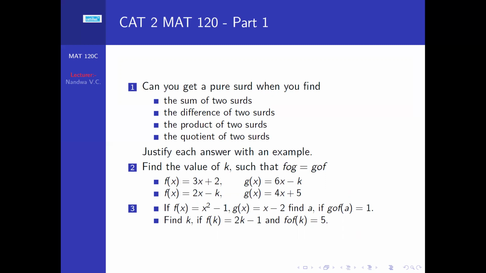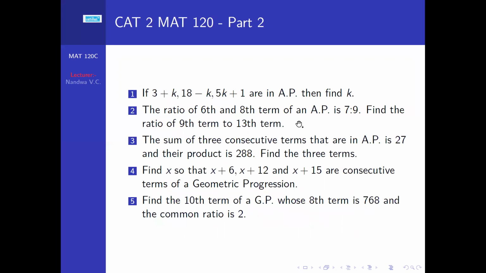And then the second question is to find the value of k, given that the composition of two functions f and g is the same when alternating the order of operation. So let's briefly discuss the solutions to this set of questions.